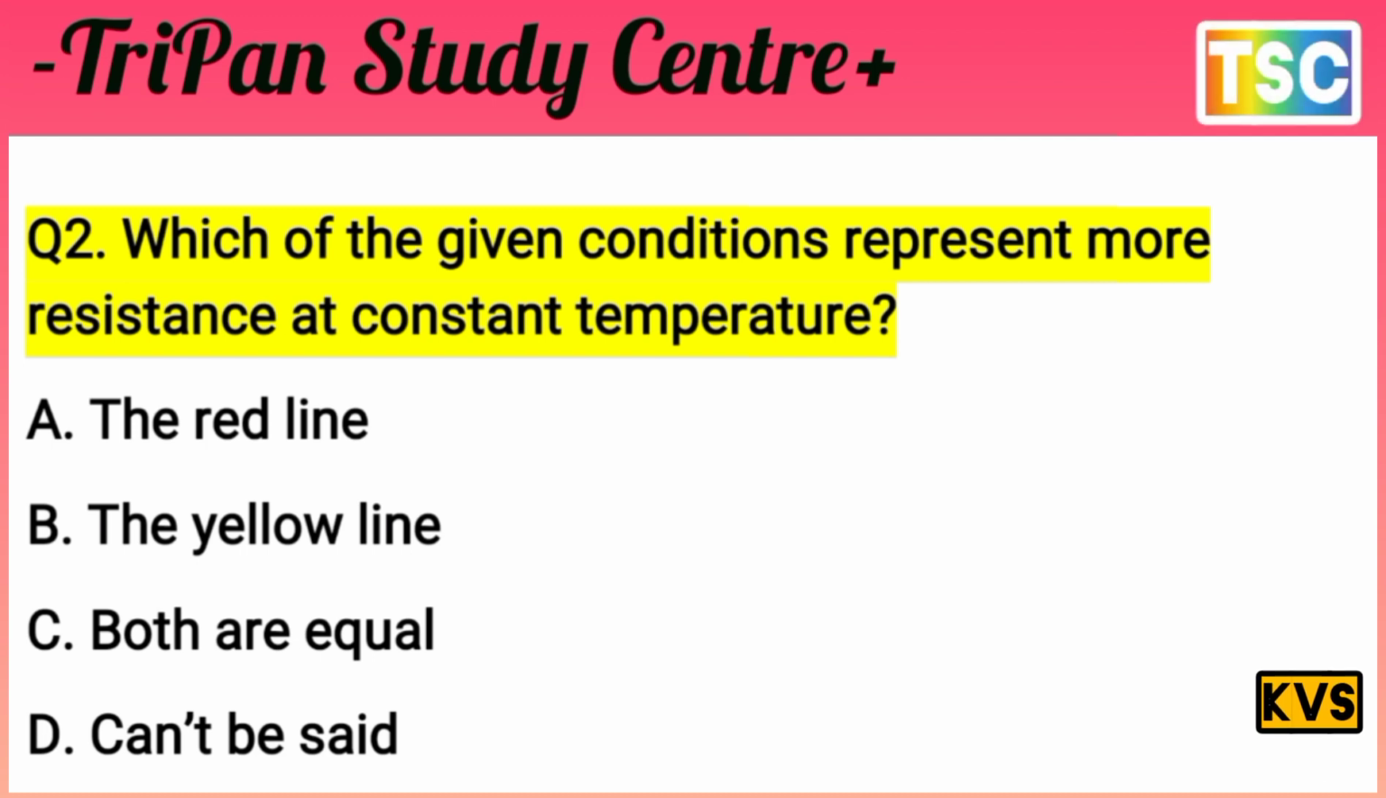The first option is the red line. B is the yellow line. C, both are equal. D, cannot be said. C is eliminated because both are not equal, and B, the yellow line, is not applicable for this question. The answer is A, the red line. The red line represents more resistance at constant temperature. That's important. Let's see the next question.